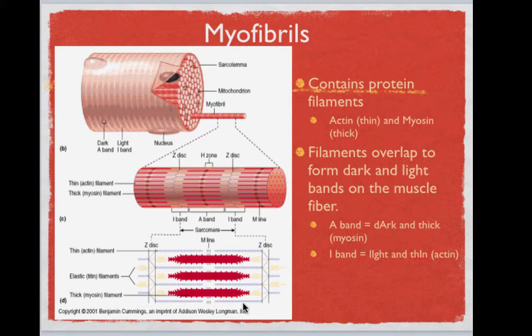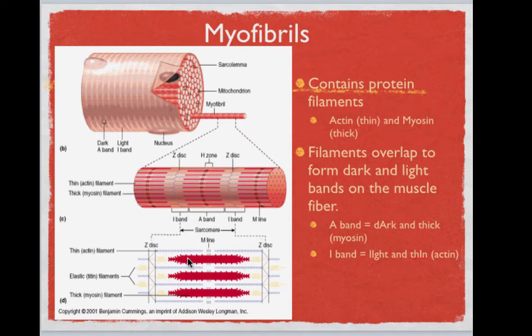So down here, notice that we have overlapping filaments. The two types of filaments contained in the myofibril are actin, which are thin filaments, and myosin, which are thick filaments. In this picture, the myosin is the red and the actin is the light blue. And those fibers overlap in a regular pattern to create the striations.